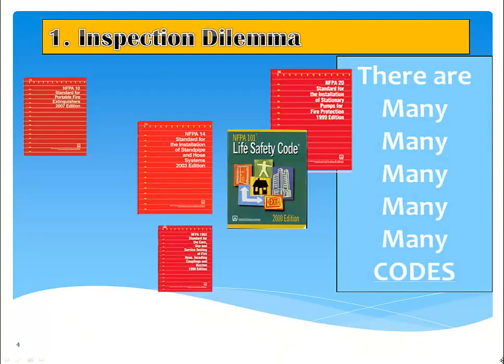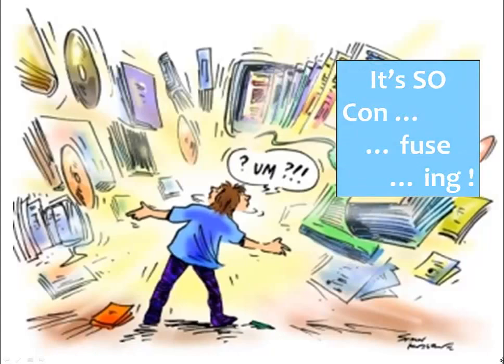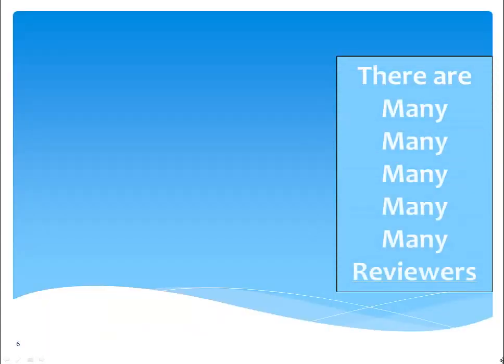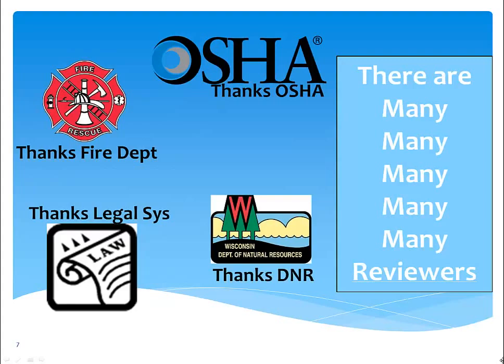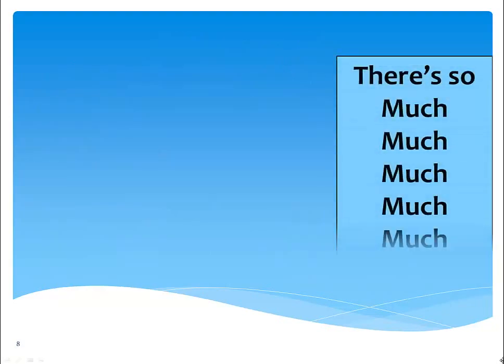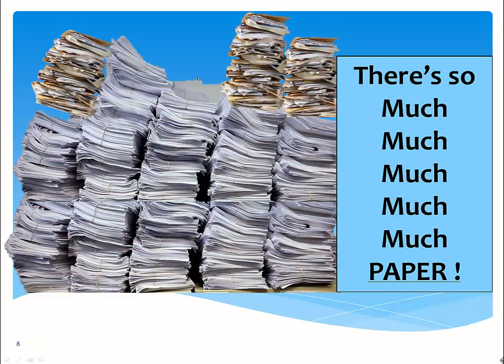We all know there's many codes sitting out there. It's very complicated. It's confusing as heck to read the codes and to understand what the codes are. And there's so many reviewers that are out there from CMS, Joint Commission, and you name it. And we all know that there's other authorities having jurisdiction that are looking over your shoulders. So there's a lot to be concerned with, and just because there's so much paper that is involved, this is a very complicated dilemma that people are into.